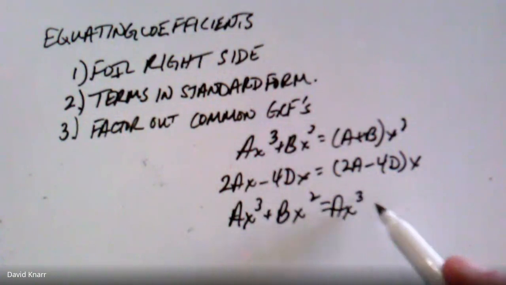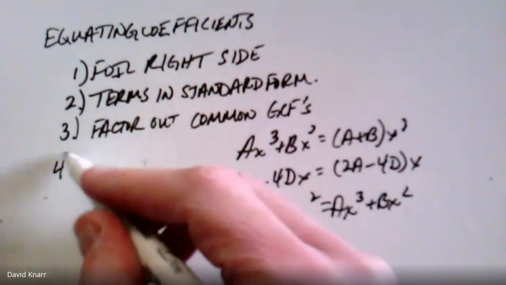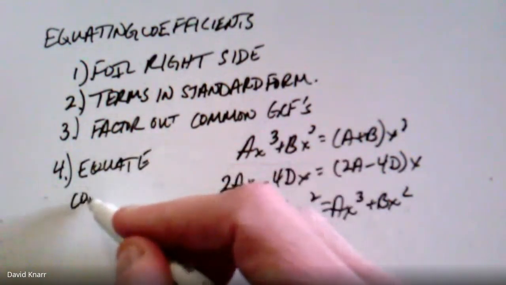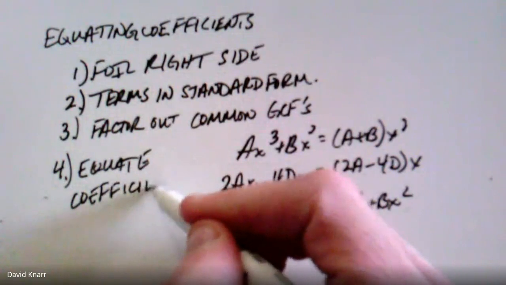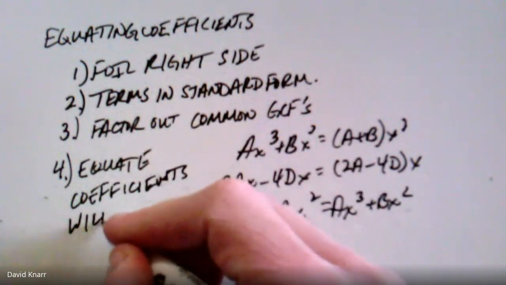I just leave this the way it is, like this, and then your final step is equate coefficients with the left side.